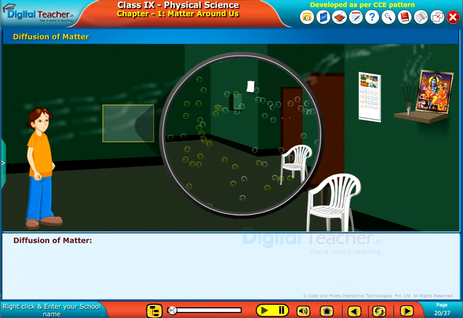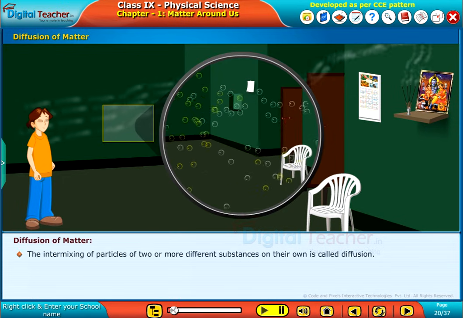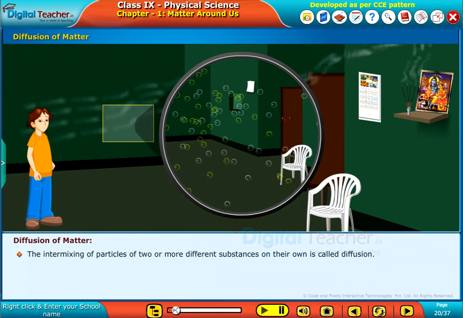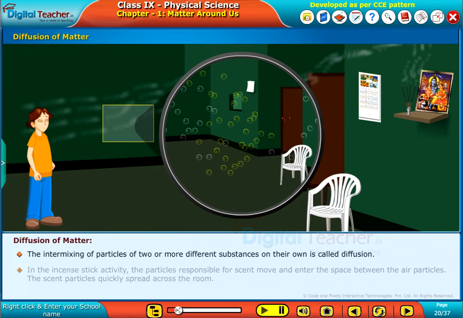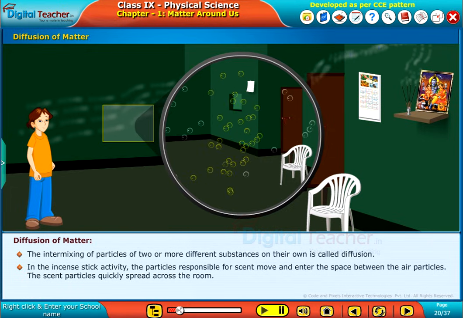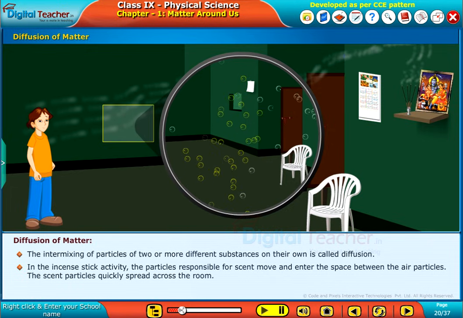Diffusion of matter. The intermixing of particles of two or more different substances on their own is called diffusion. In the incense stick activity, the particles responsible for scent move and enter the space between the air particles. The scent particles quickly spread across the room.